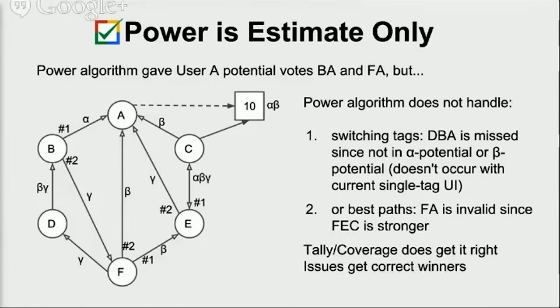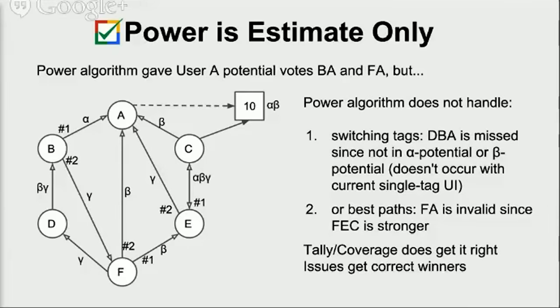I mean, it's kind of good enough in practice for people to get an idea of, do I have a lot of power on this issue and it's worth me putting a lot of effort because 100 people are delegating to me, or do I not have any power on this issue? It's pretty good. But there's some edge cases it doesn't cover. Like it doesn't cover the switching tags thing because we're doing potential per tag. So if it switches tags, you're out of luck.